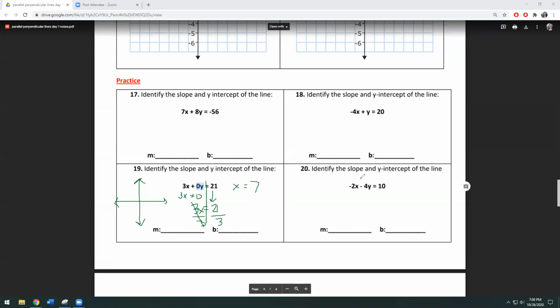For this one, the y-intercept doesn't simplify to a nice number. So if it doesn't simplify to a nice number, just keep it as a fraction. All right, let's move on.